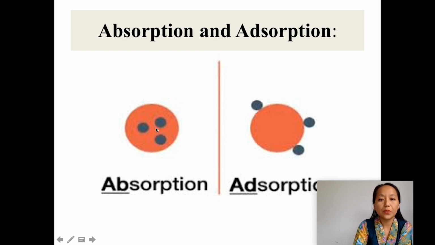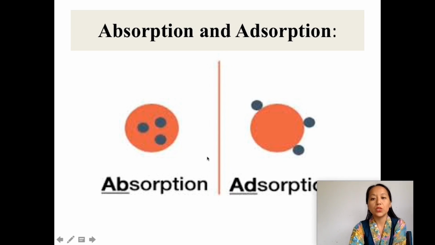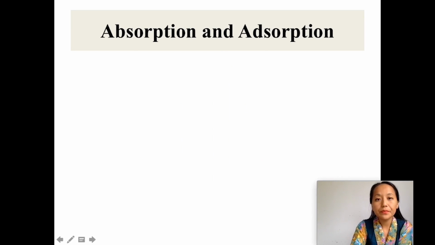In the case of absorption, the molecules enter into the bulk, whereas in the case of adsorption, the molecules remain on the surface area. When it remains on the surface area, it is called adsorption, that is AD. Whereas when the molecules enter into the bulk, it is called absorption, AB. So that's the main difference between adsorption and absorption.